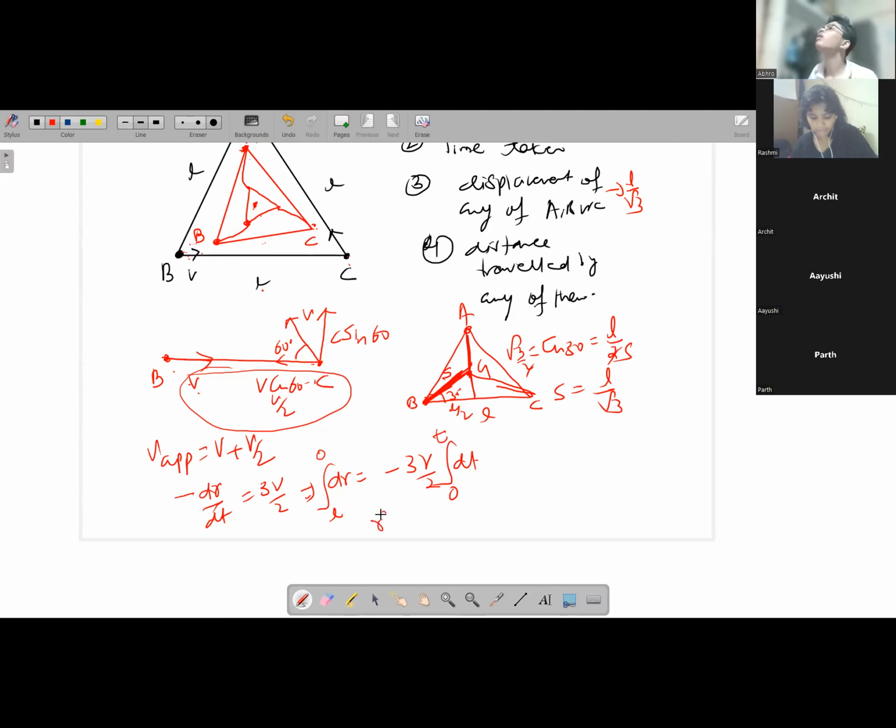Integration of dr is r, from 0 to L, and this is minus 3V by 2, and integration of dt is t, from 0 to t. You can put this 0 minus L, that is minus L. This is minus 3V by 2 into t. So finally you can say t is 2L by 3V. Understood? Yes.